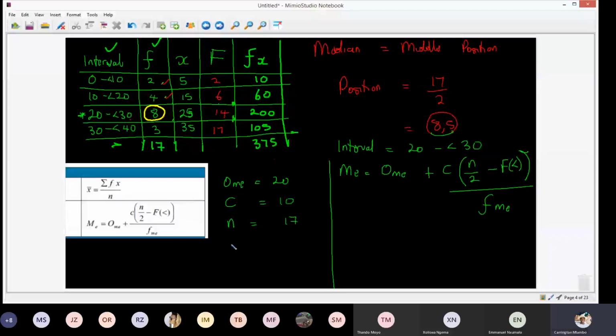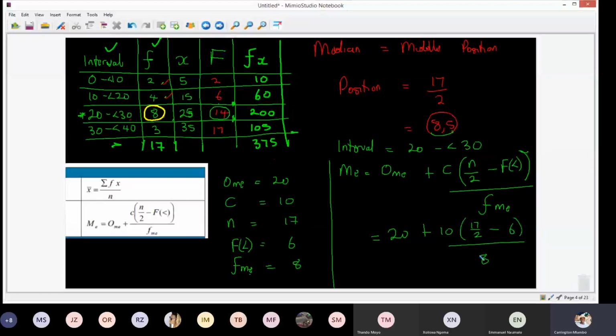The previous cumulative frequency: if we are at this position, this is the cumulative frequency, so what is the previous one? The less than means the previous one, it's 6. What about the frequency of the median? It's 8. Then you come here and substitute. Your lower limit is 20 plus your class width 10, brackets 17 divided by 2 minus the previous cumulative frequency, which is 6, all over the frequency of the median, which is 8.